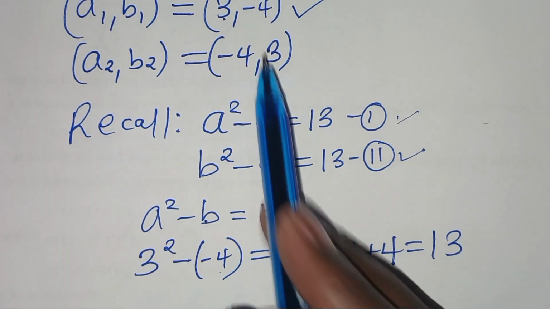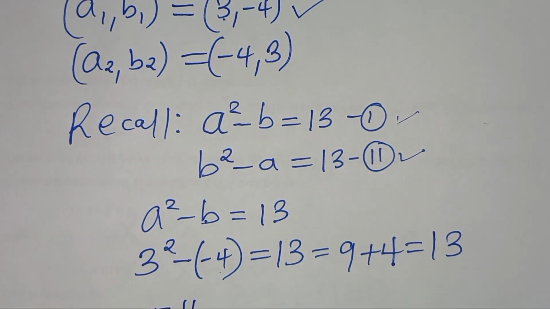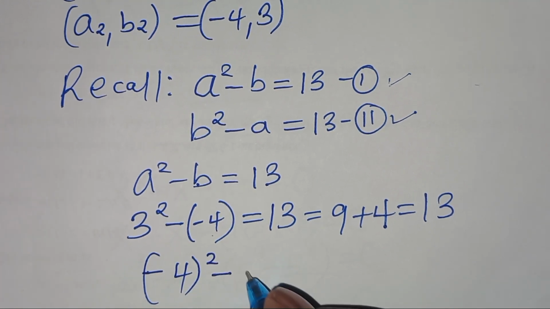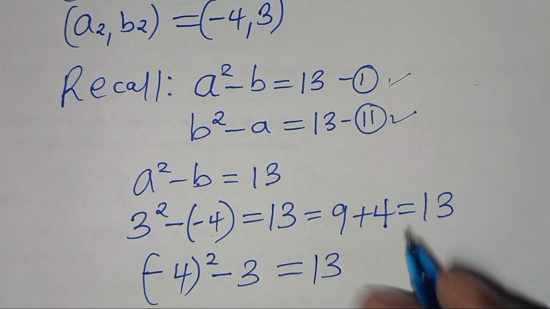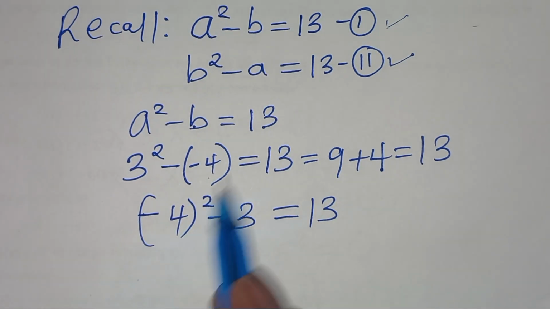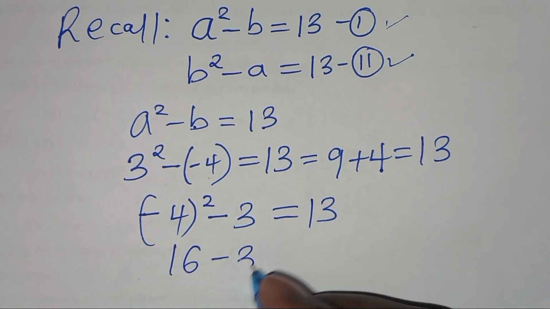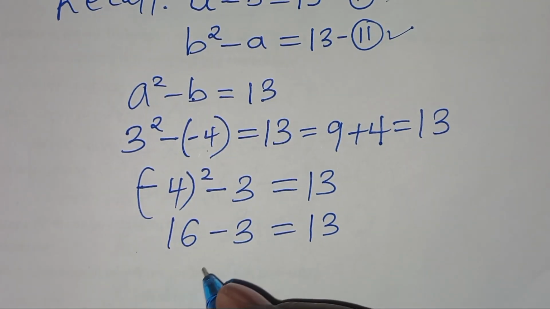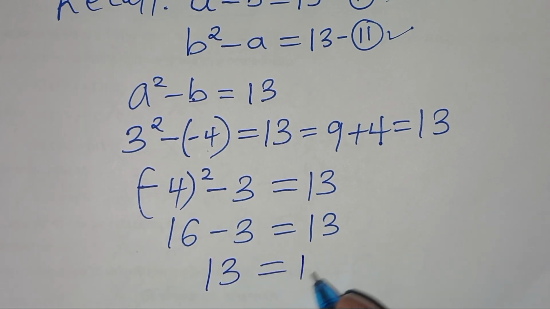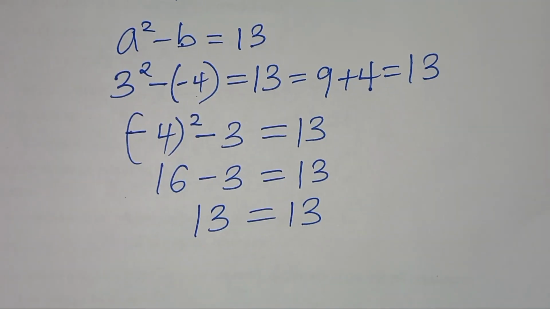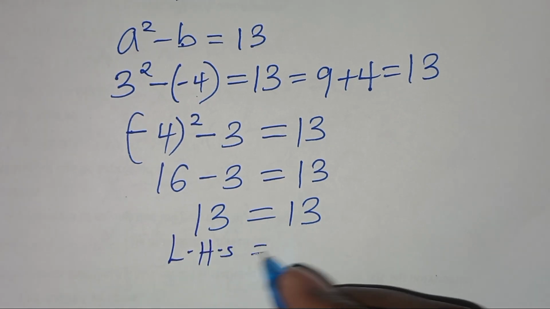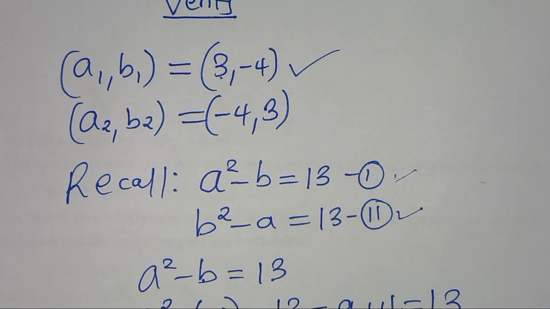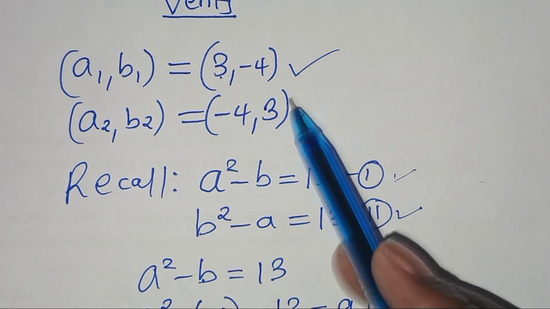Let's check a2, b2. We'll have negative 4 squared, subtract b, which is 3. This should give us a value of 13. Minus 4 squared, this is 16. Subtract 3. This should be equal to 13. 16 minus 3, this is equal to 13, which is equal to 13. So the left hand side is equal to the right hand side. And that implies that these two sets of solutions satisfy the equation.